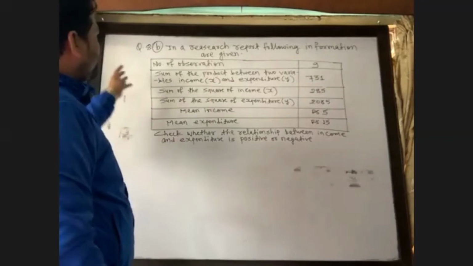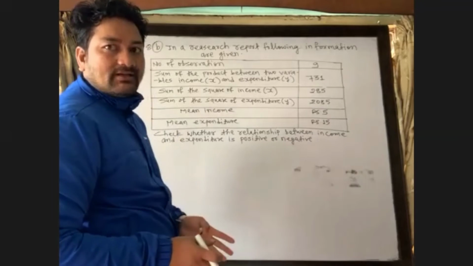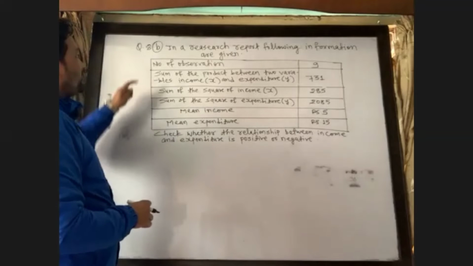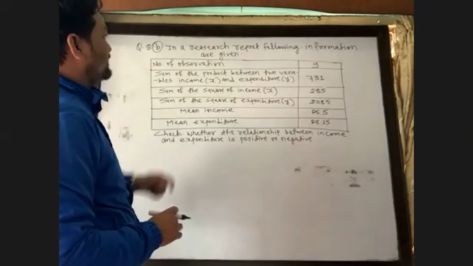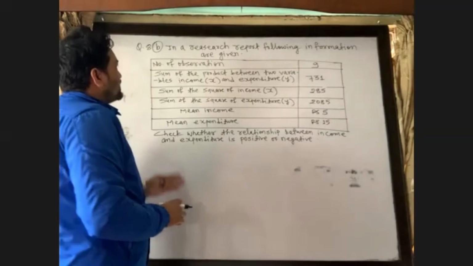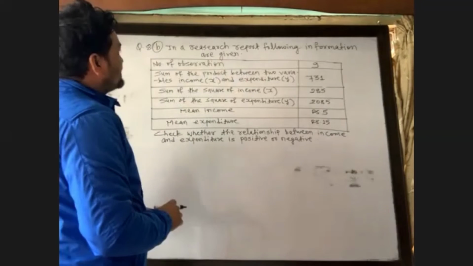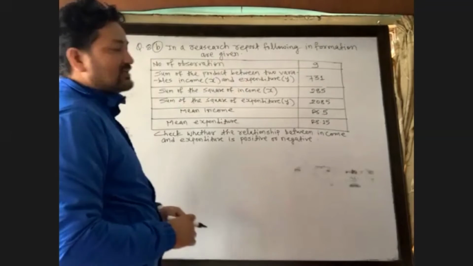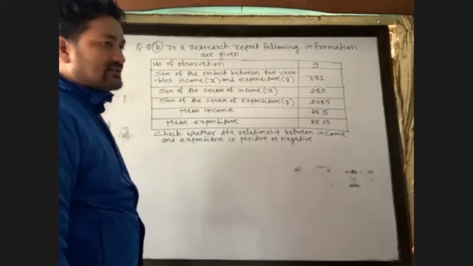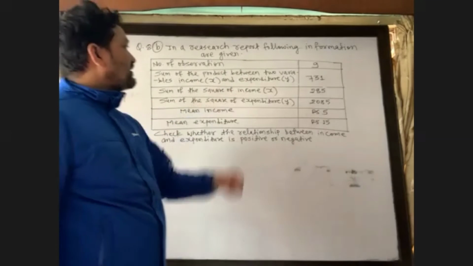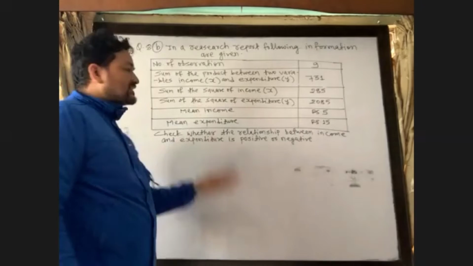Now look at here, question number 8B. In a research report, following information are given. एउटा research report छ जसमा given information you can see here in the table. यहाँ हामीलाई number of observation भनेर given छ. Number of observation that is 9 given. And sum of the product between the variables income and expenditure is given here 731. Sum of the square of income, that is 285. Sum of the square of expenditure 2085. Mean income given, mean expenditure given.